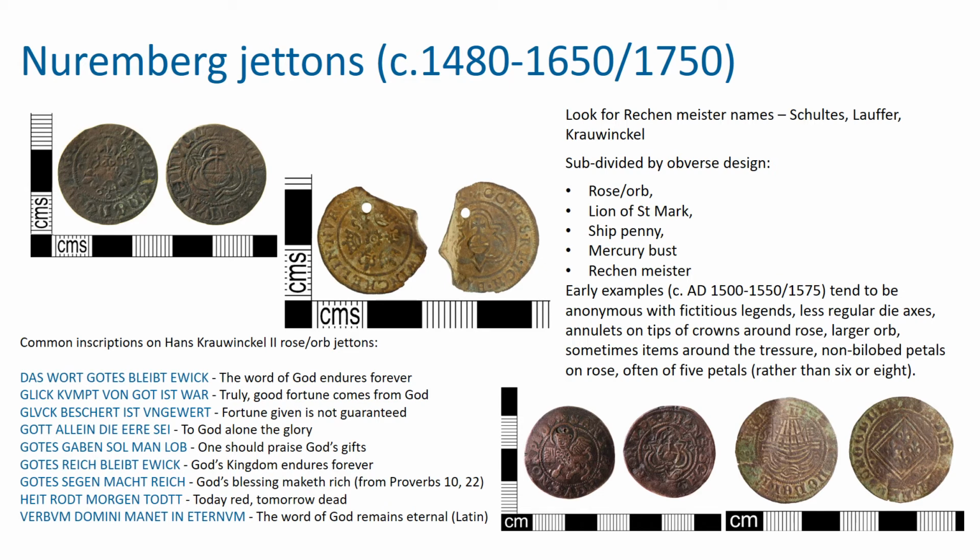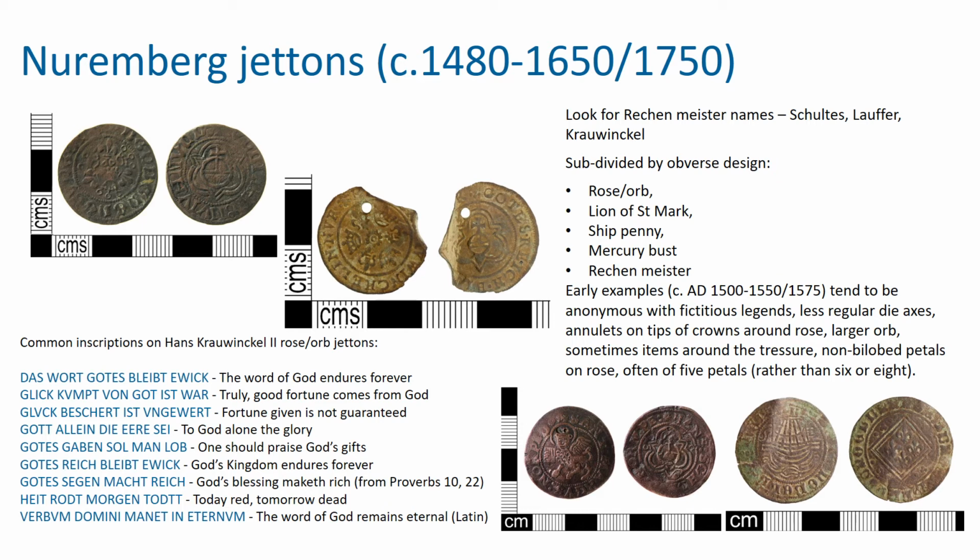Post-medieval Jettons from Nuremberg can be broadly divided by their obverse design, the most common one being crowns and fleurs-de-lis alternating around a central rose. These designs, which also include the Lion of St. Mark and the ship penny, tend to be paired with an orb within an elaborate trilobe on the reverse.